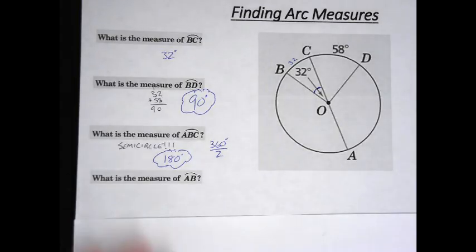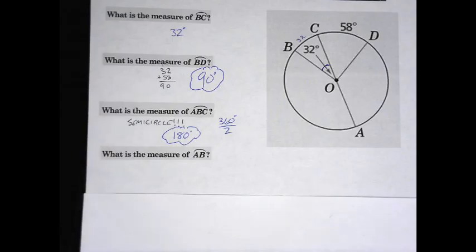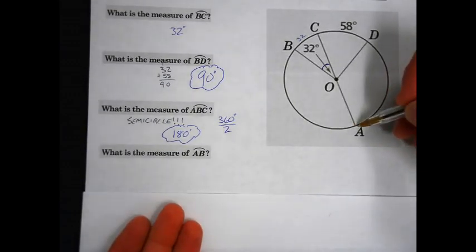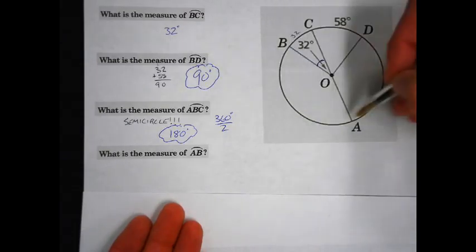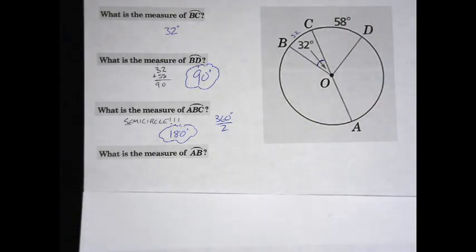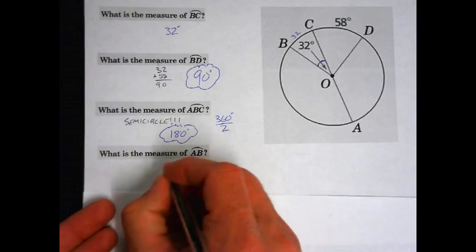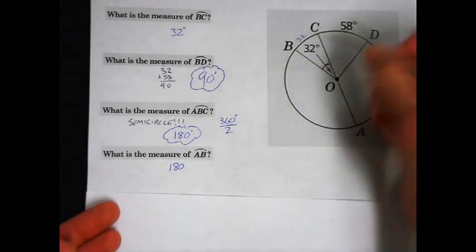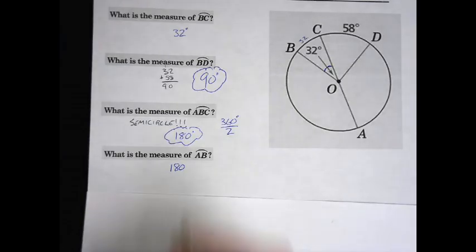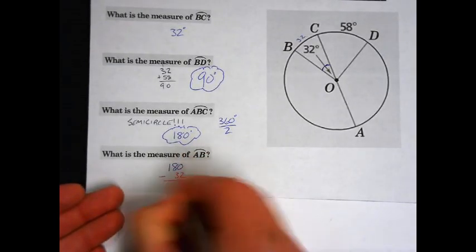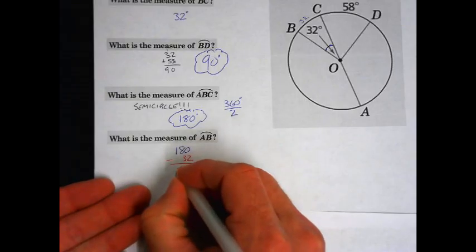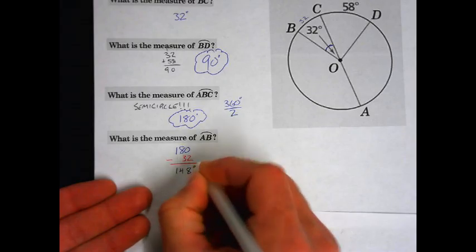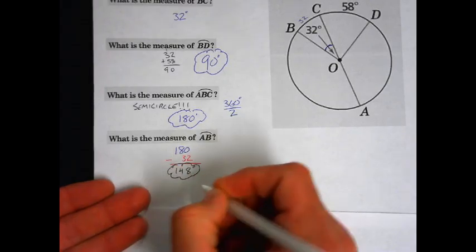Now we can finally answer the last question. What is the measure of minor arc AB? Starting at A, ending at B, we have a minor arc, and we're going to find the measure. It's the addition postulate, but backward. We know that the whole thing from A to B to C is 180, and from B to C is 32, so to find the missing piece, we just subtract. We subtract 32 from 180, and we end up with 148 degrees. That is the measure of arc AB.